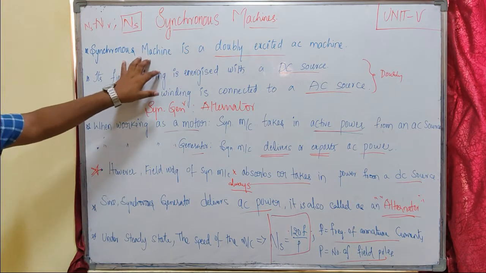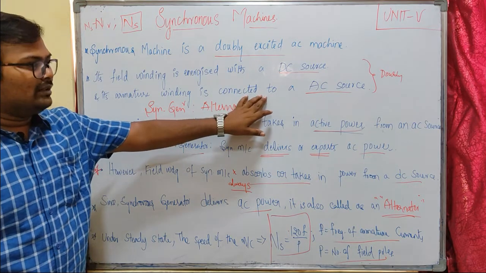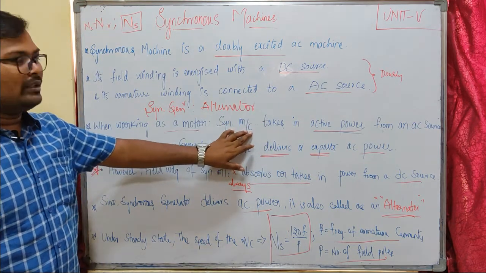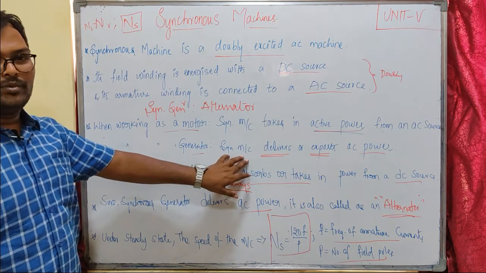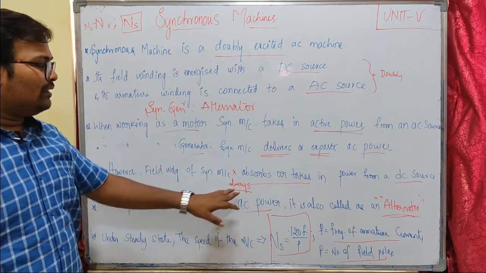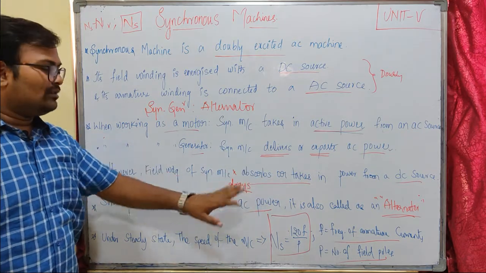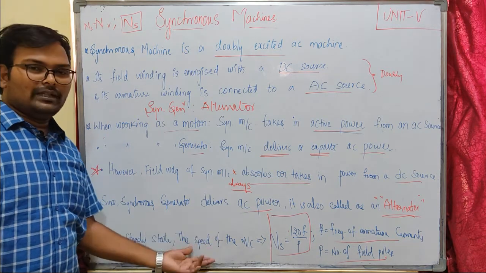So this is a doubly excited AC machine. Its field winding is connected to a DC source and the armature winding is connected to an AC source. While operating as a motor, it takes active power from the AC source, and while operating as a generator, it delivers or exports AC power. The field winding always takes in DC power, and as it delivers AC power, it is called an alternator. The speed is 120 f by p.